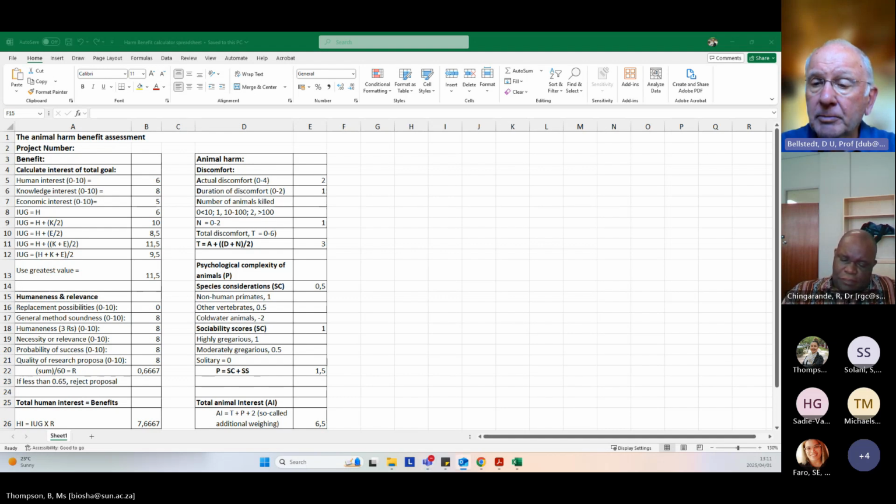But that's why Biosha and Winston are there. They can also answer these questions. The idea is that we want to facilitate research. We don't want to be a burden.